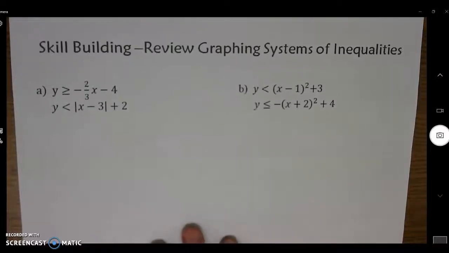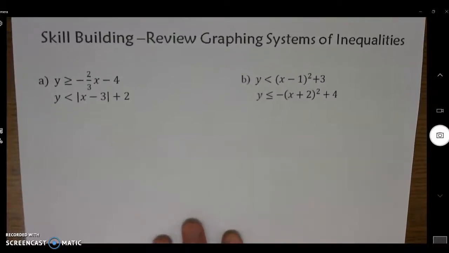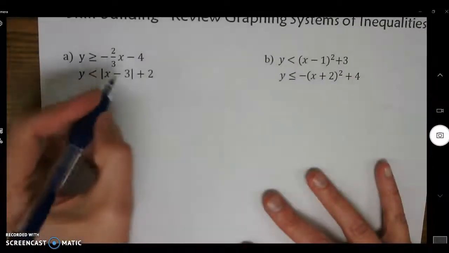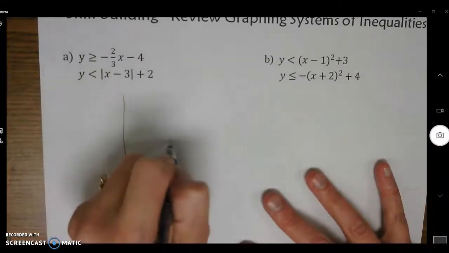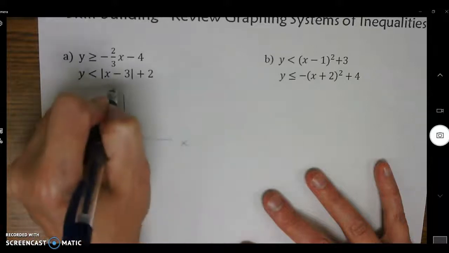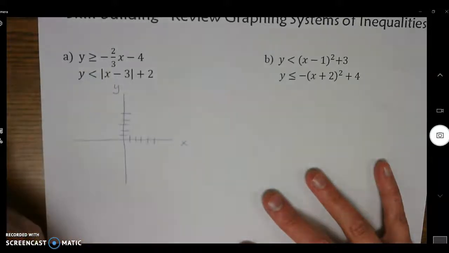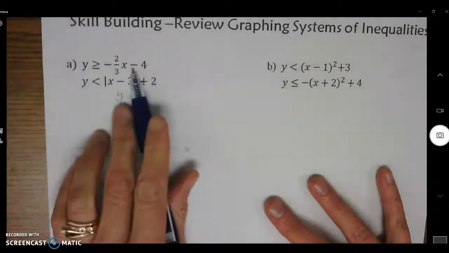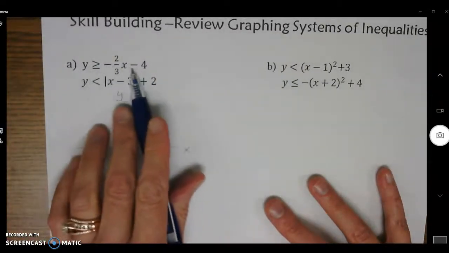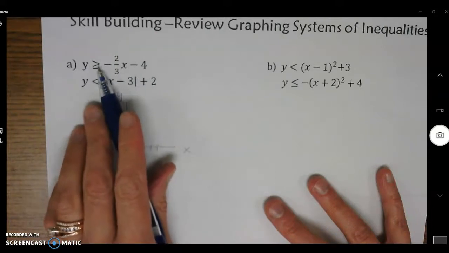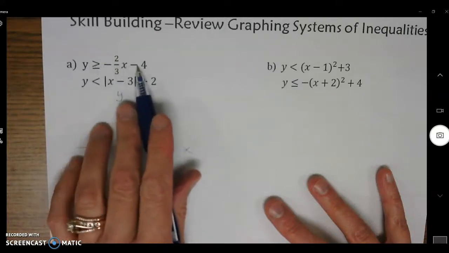Today we review graphing systems of inequalities. Because we have two variables, we're going to need an x-y axis. So here's x, y, 1, 2, 3, 4, 5, 1, 2, 3, 4. The first one here I can tell is in the format of a line. So this is y, and right now we're going to see this as equals mx plus b.